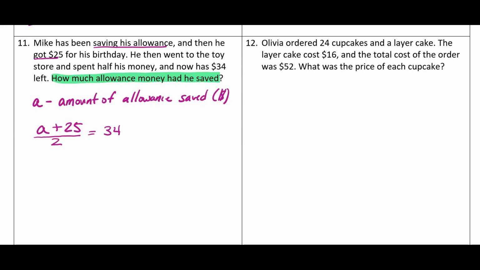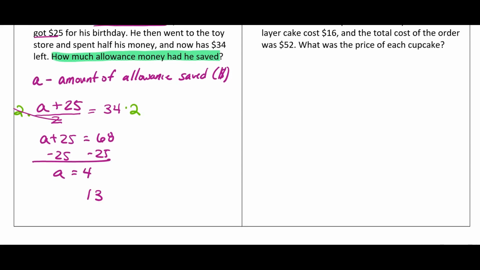So now we have to solve it. Now, we can't subtract 25 first because the whole fraction, that A plus 25, is all divided by 2. So we actually have to clear fractions in this case. To do that, we're going to multiply both sides by 2. That's going to get rid of these 2's here. We have A plus 25 equals 68. And then we're going to subtract 25 from both sides. So A equals 43.